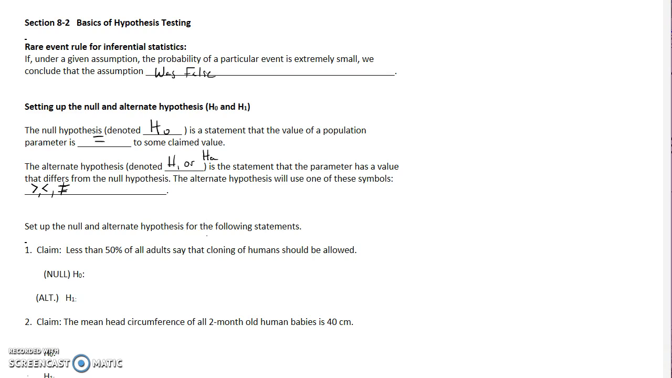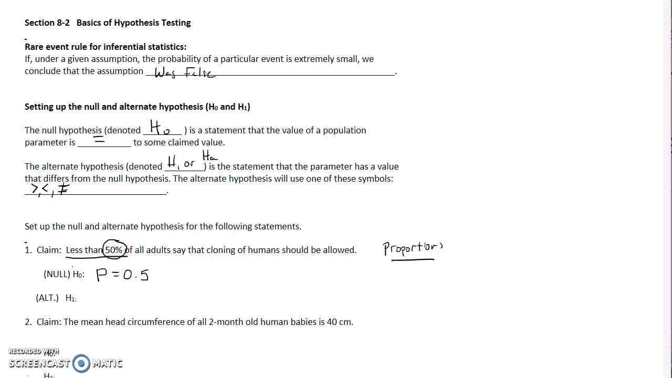The first one says the claim is that less than 50% of adults say that cloning of humans should be allowed. We can see that we are working with a proportion here because I am provided a percentage. We are making a claim about a population, that less than 50% of all adults. So remember, the null hypothesis is always going to contain an equal sign, so the null hypothesis will be that it is 50%.